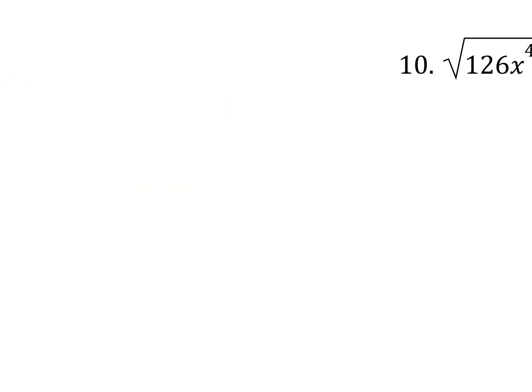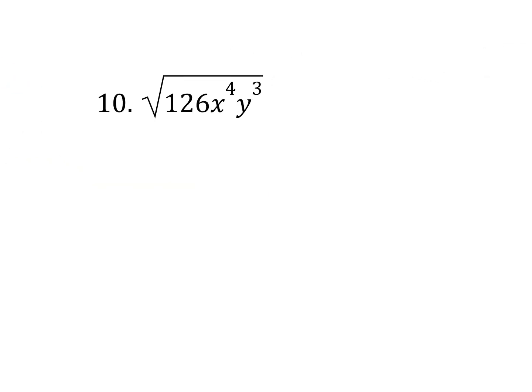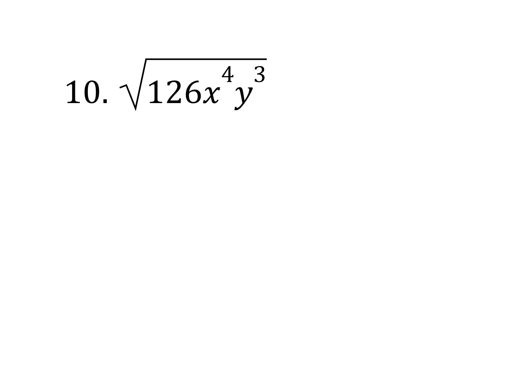Okay? And the last one here. So this one's getting a little bit more extreme. So I'm going to start with my X's, and I have 4 of those: 1, 2, 3, 4. I have 3 Y's: 1, 2, 3. And now I'm going to start with my 126. It's an odd number. Sorry, no, it's not. It's an even number. So I'm going to divide it by 2, and I get 2 and 63.